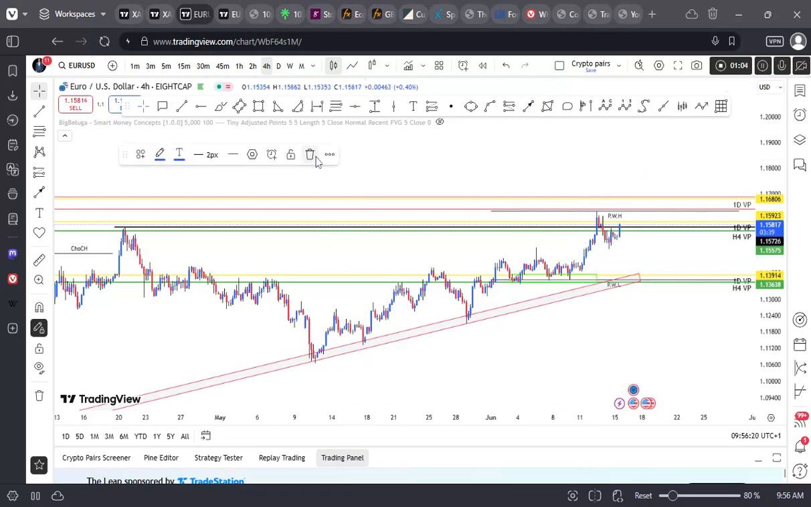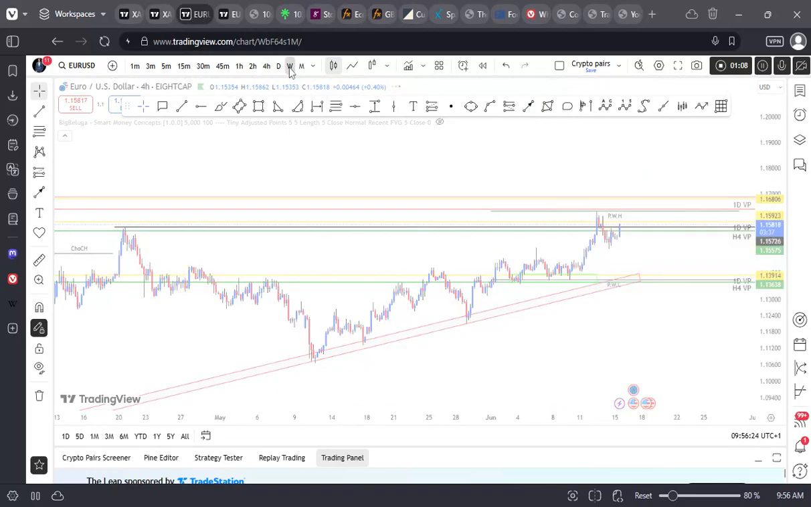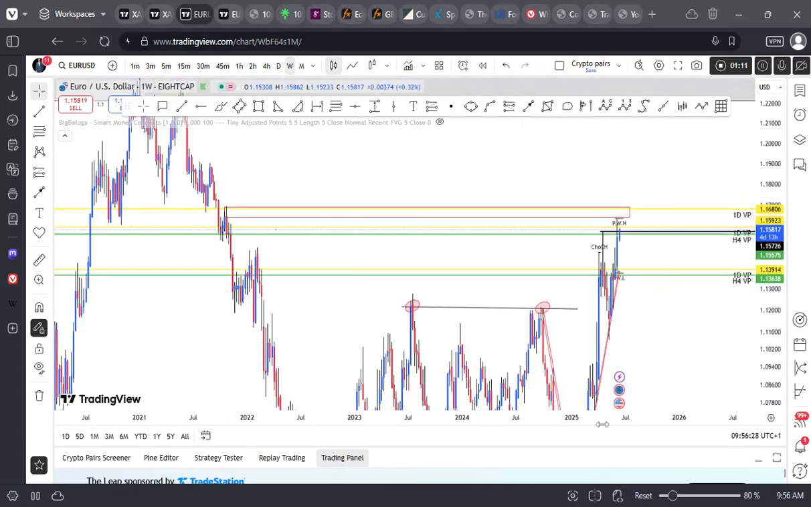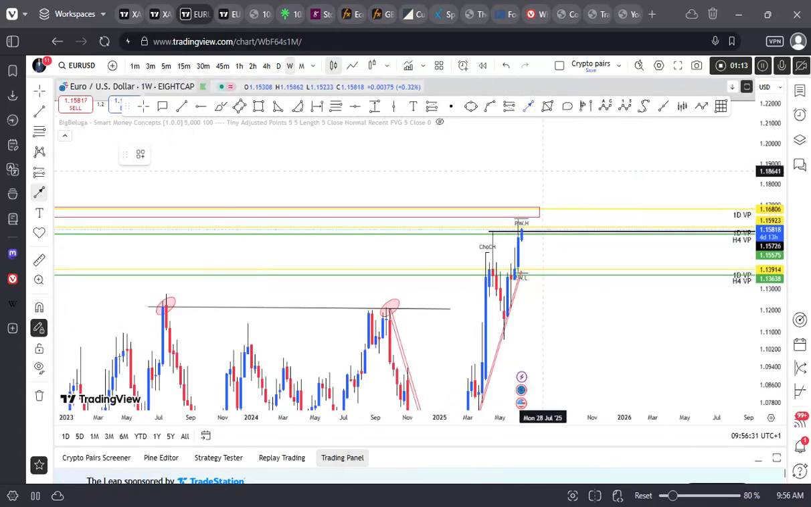So after that, now we need to update the chart. For us to update the chart, we need to start from the weekly time frame. So on the weekly time frame, we mark the previous week high and previous week low. So this is the previous week high. If it breaks previous week high, we go higher. If it breaks previous week low, we go lower. That's what we do on the weekly time frame.